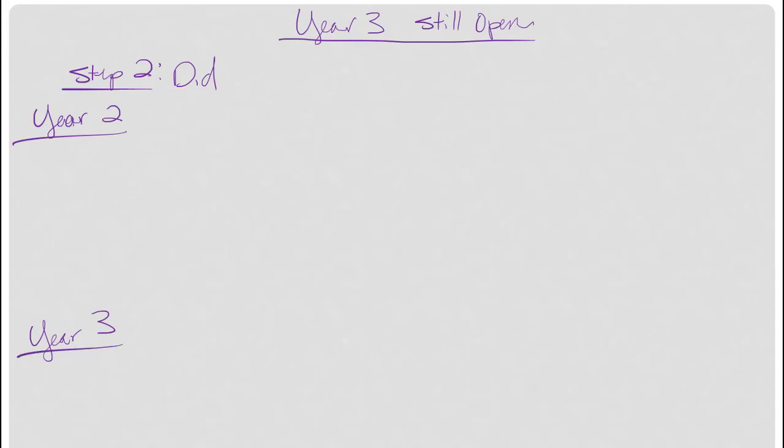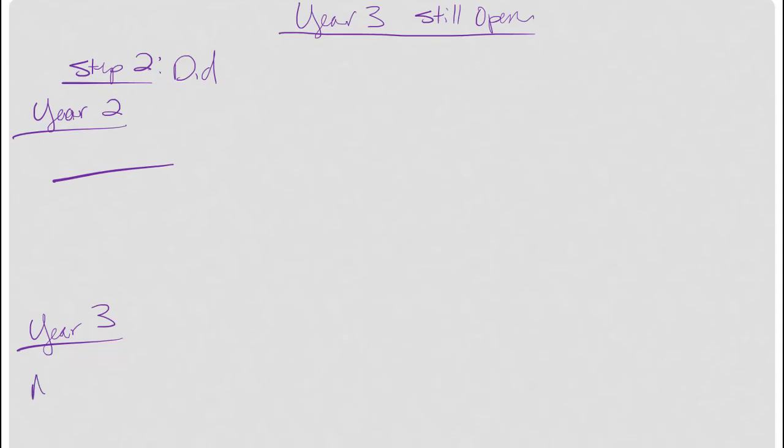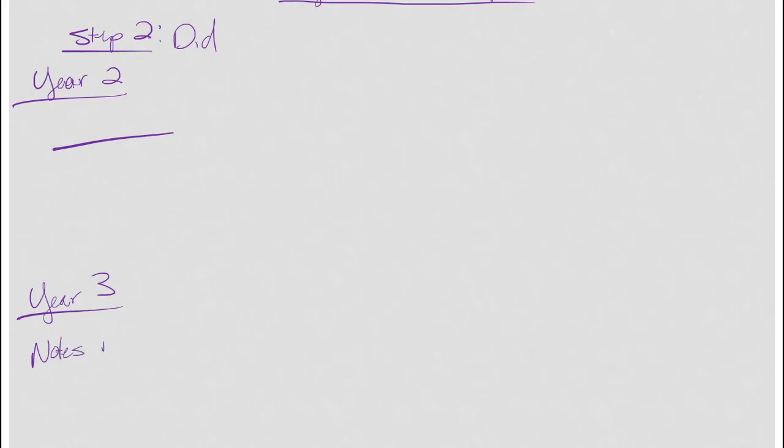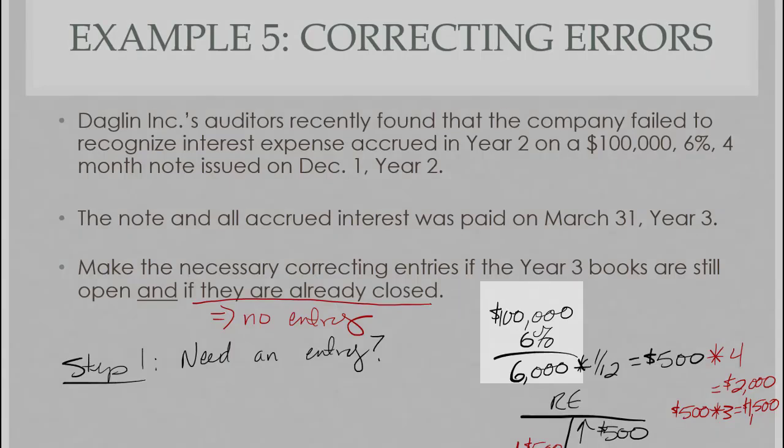We can also go back and look at the actual records and find the journal entries so you can see them. What they did was nothing in year 2 because they didn't record interest expense that they should have recorded. In year 3, they would have paid off the notes payable for $100,000. They would have recorded interest expense for $2,000. And just as a reminder, let's go back and take a look at that equation.